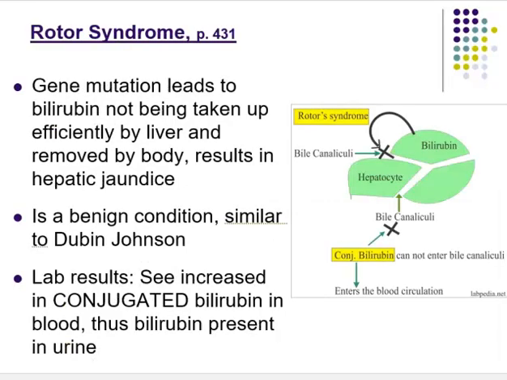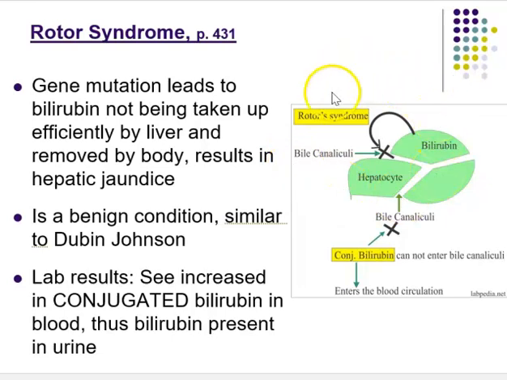Next up is Rotor syndrome. This is a gene mutation that leads to bilirubin not being taken up efficiently by the liver and removed by the body, which results in a hepatic jaundice. This is a benign condition and it's very similar to Dubin-Johnson syndrome.